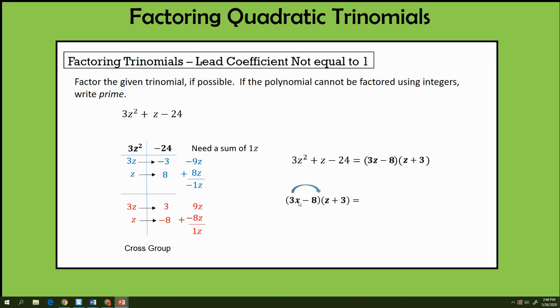That should say a z, right? 3z times z is 3z squared. 3z times 3, 9z, negative 8 times z, negative 8z, negative 8 times 3, negative 24. Combine my like terms, and there I am right back at my answer. So right here, this binomial times this binomial, that's the factored answer we want.